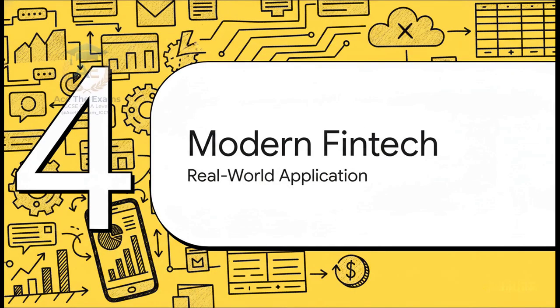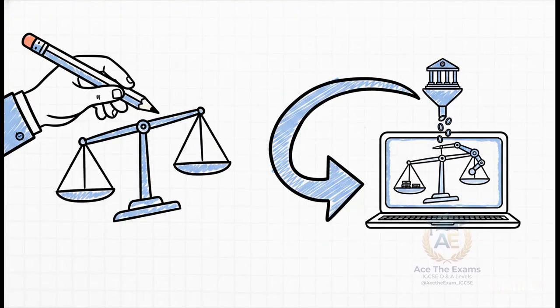Section 4. Modern FinTech and Xero. The real-world application. It's vital we connect all this textbook theory to the real world. How does this manual division of the ledger translate into the modern industry you might actually work in one day? Well, it translates directly into AI-driven accounting platforms like Xero. These platforms instantly automate the duality of transactions.